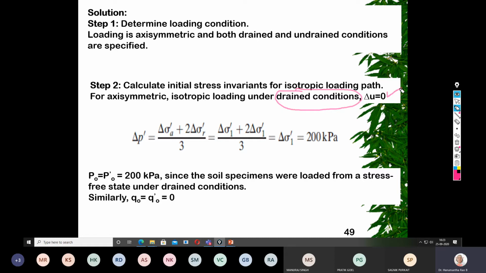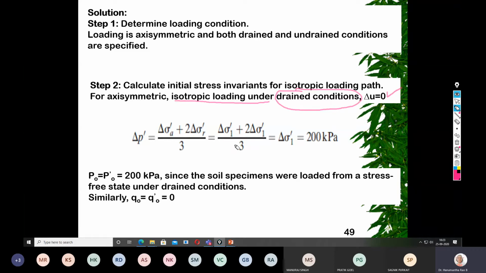So when you say the pore water pressure is 0, it is obvious that your total stress and effective stress are both equal. This is the fundamental understanding for anyone. Consequently, to draw the stress path for the initial isotropic loading condition, you need to calculate delta P dash and delta Q dash. Delta P dash is nothing but delta sigma axial dash plus 2 times delta sigma radial dash, divided by 3, the average of the three loading directions.